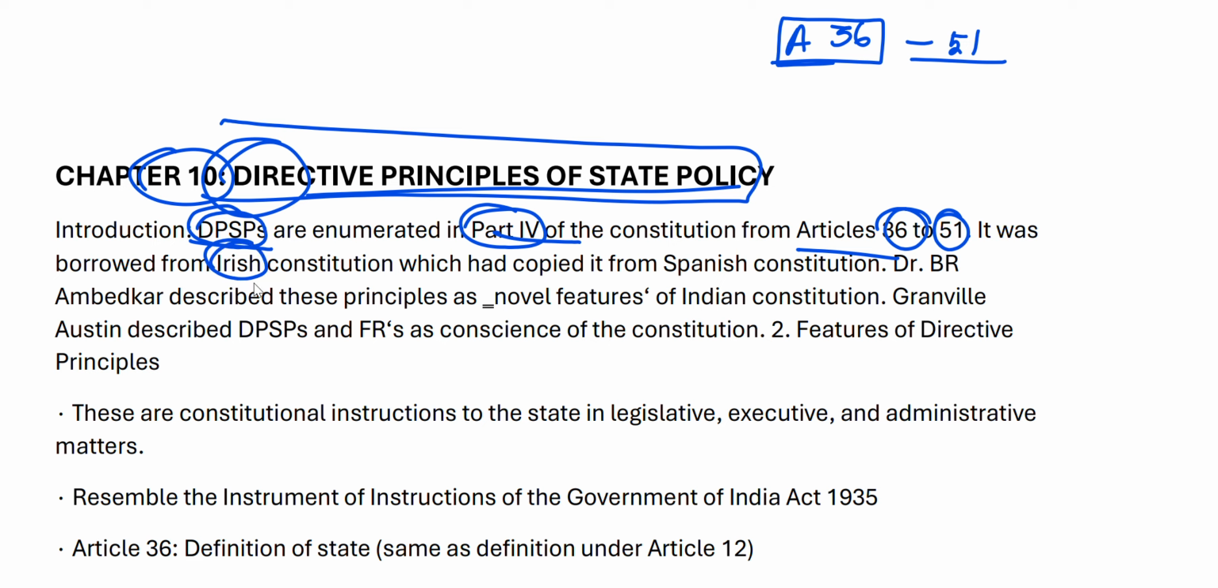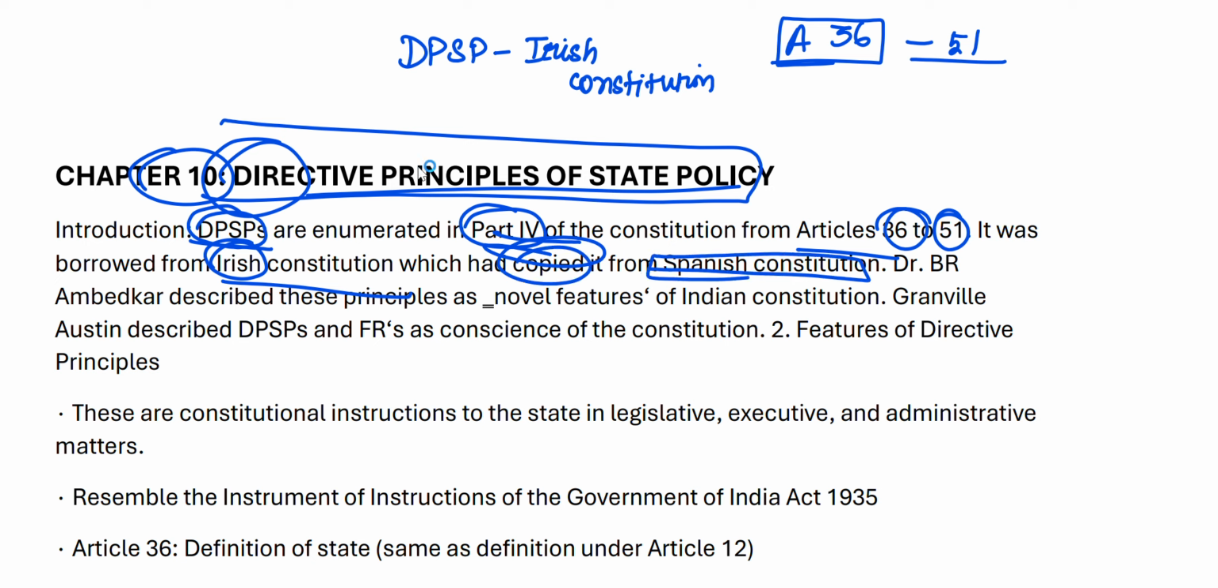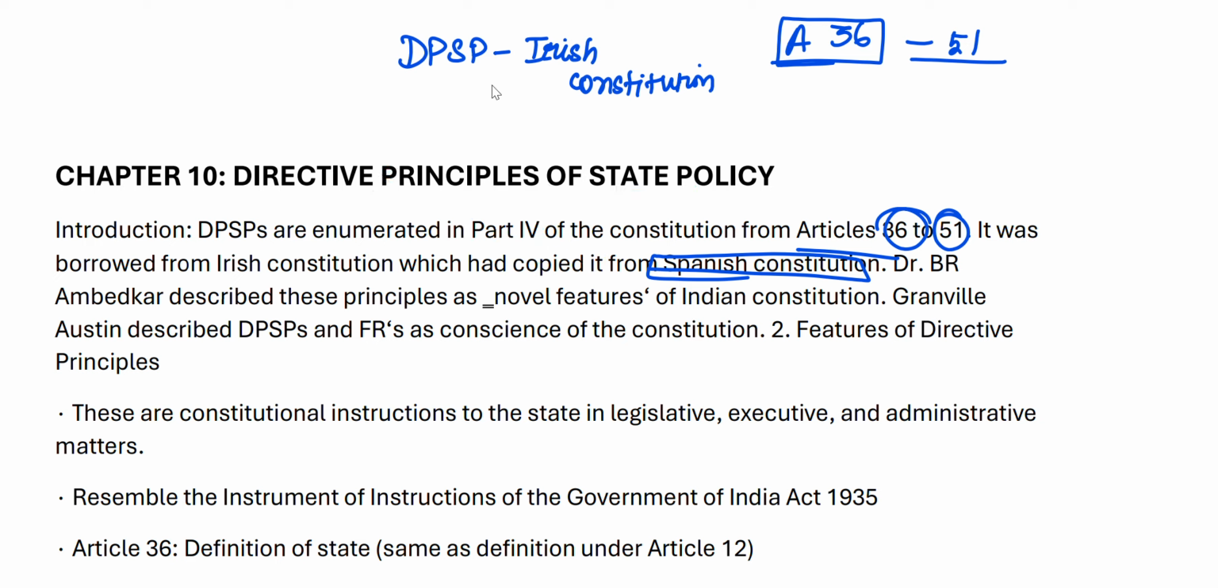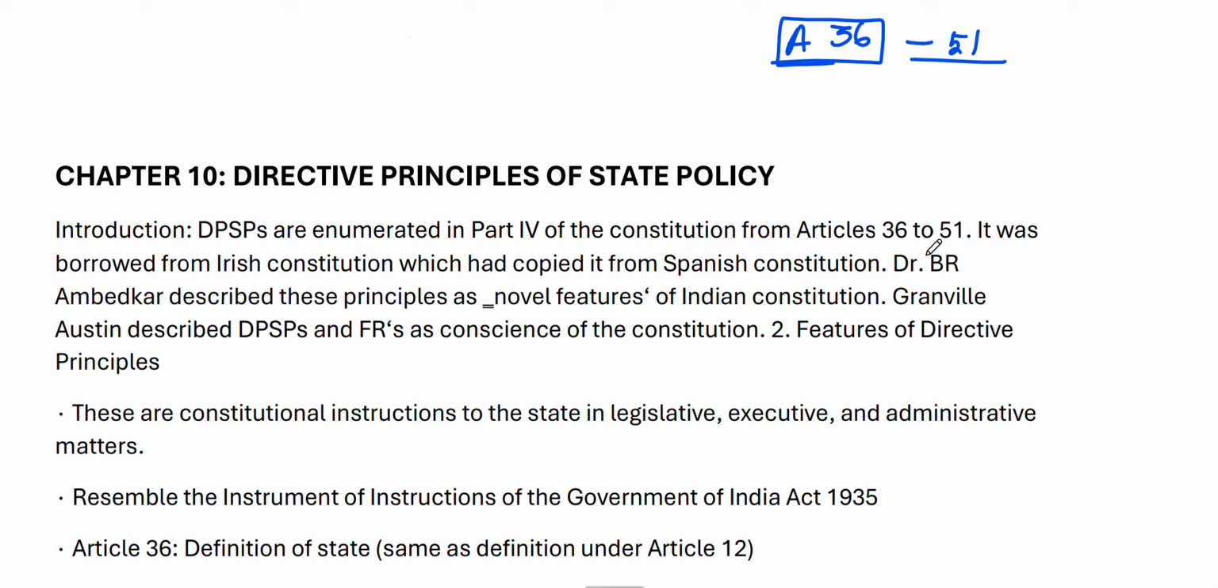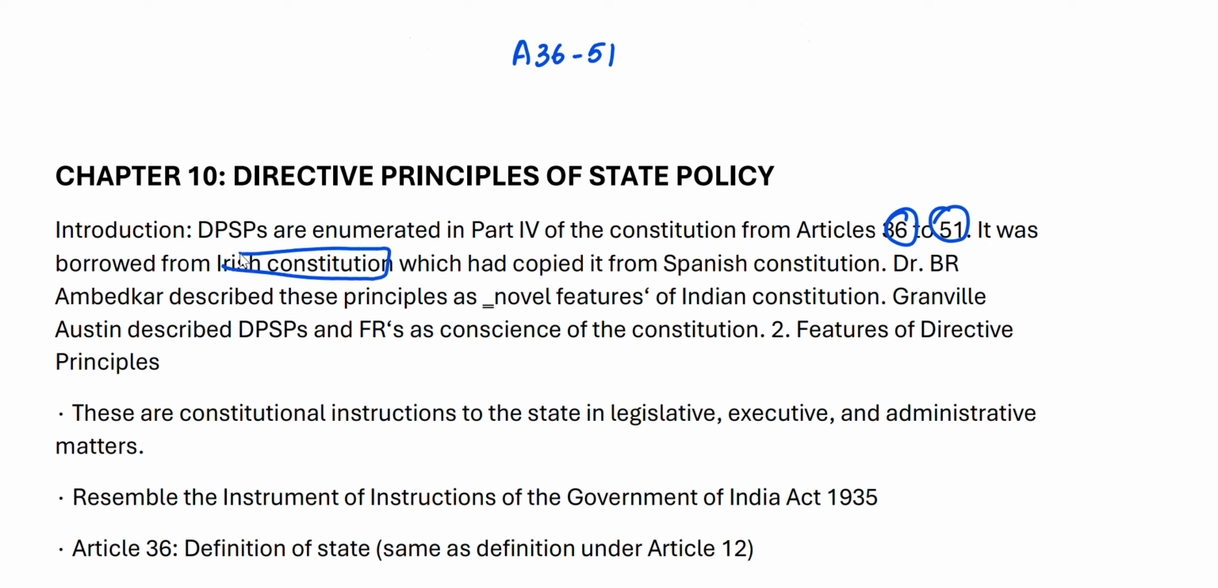It was borrowed from the Irish Constitution. The DPSP is borrowed from the Irish Constitution, which in itself copied it from the Spanish Constitution. Here we have mentioned that the DPSPs are in Part 4 of the Constitution, from Article 36 to 51.